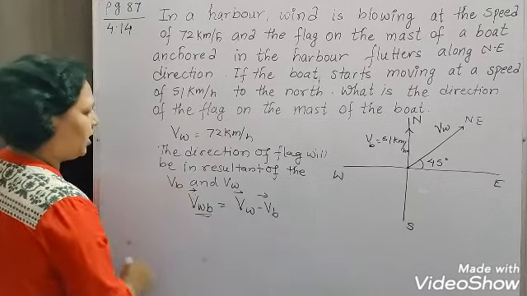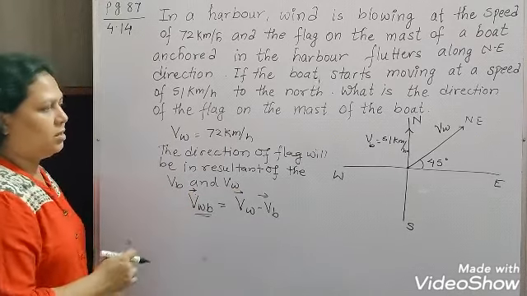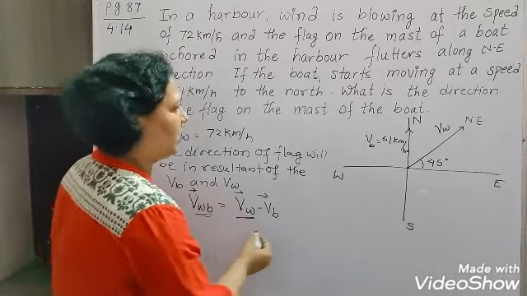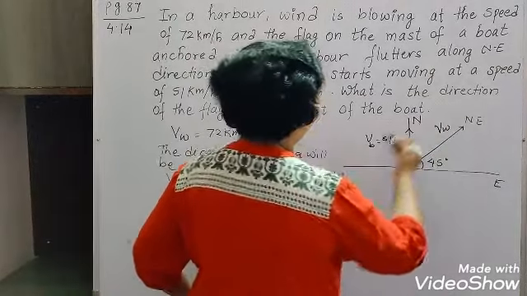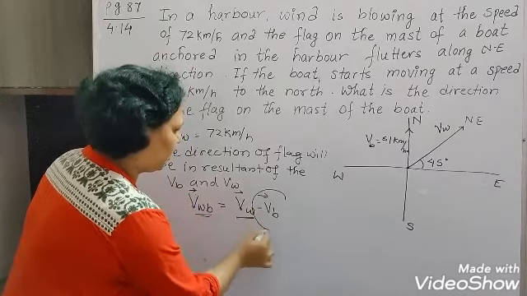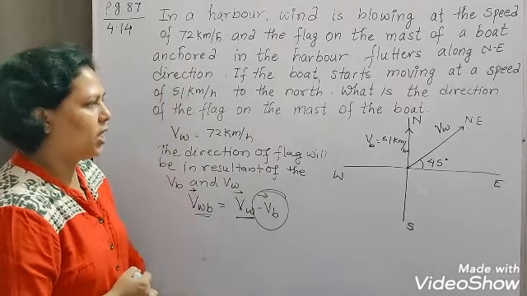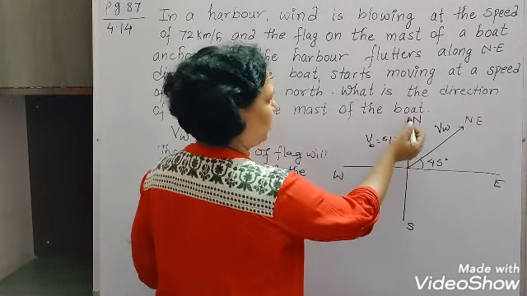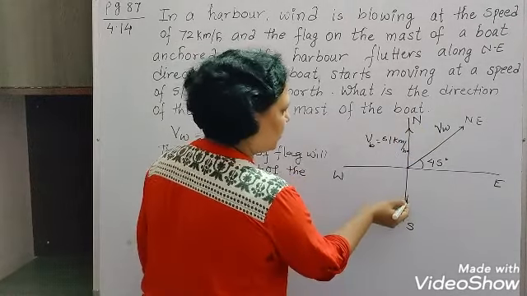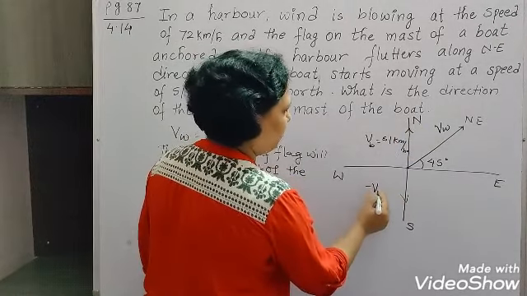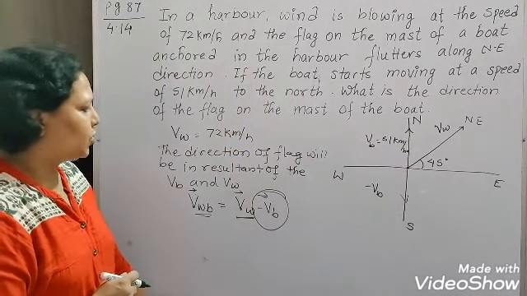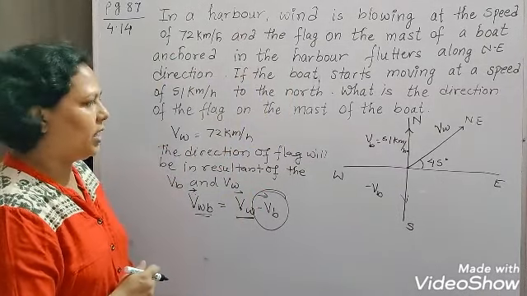From this resultant one. So if you see, this is VW, it is in the northeast direction, and now check this minus VB. Because the boat is moving, VB is towards north, obviously minus VB will be towards south now. Okay, so to get the resultant, just apply the law of parallelogram.